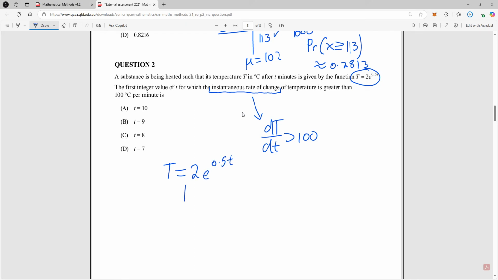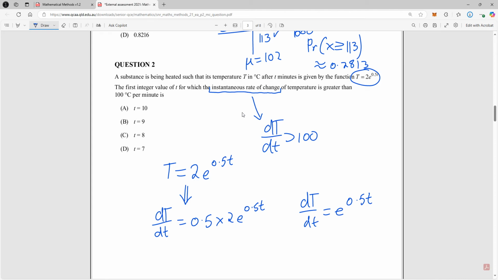So if we were to differentiate that using the chain rule, dT/dt is pretty much this number here. If you differentiate the inside, that will give you 0.5. So it'll be 0.5 times 2e^(0.5t), which gives you pretty much just dT/dt as e^(0.5t).